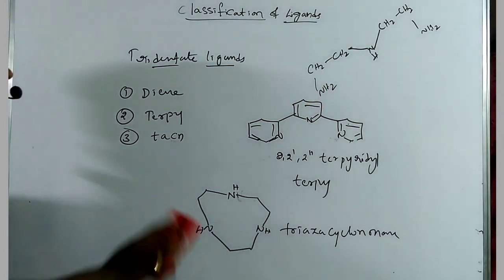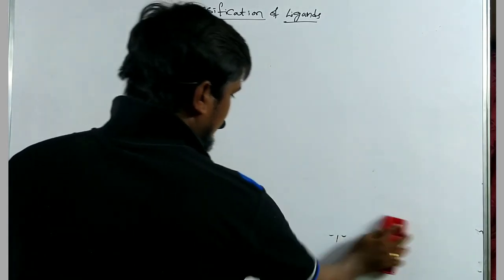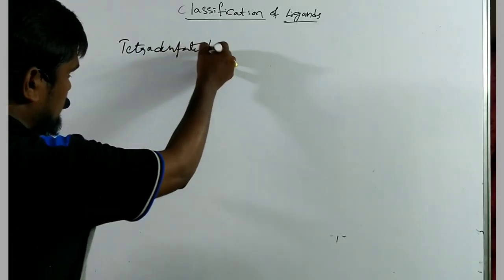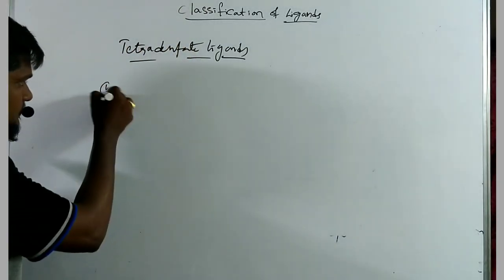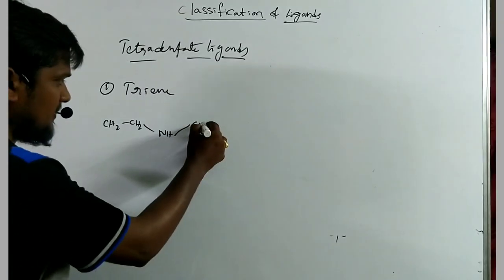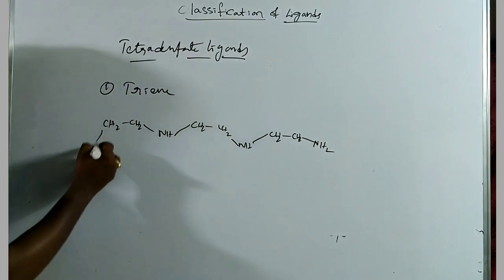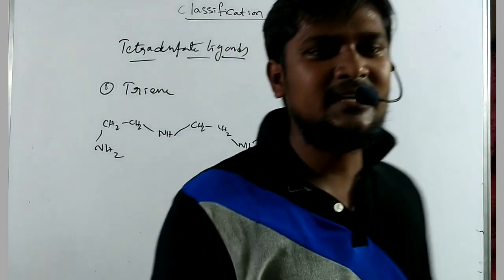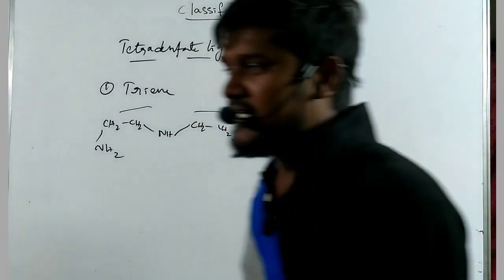Now the tetradentate ligands. Here we discussed four or five. The first one is trien, that means triethylene tetramine. Here one ethylene, NH, another ethylene, NH, third ethylene, NH2. So this means triethylene tetramine. Here three ethylenes, four amines. This is called triethylene tetramine.